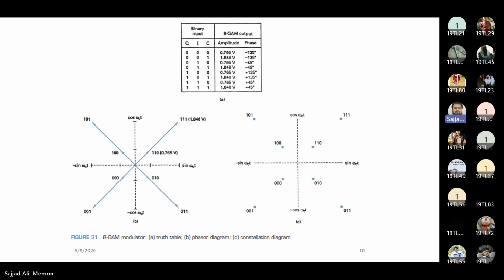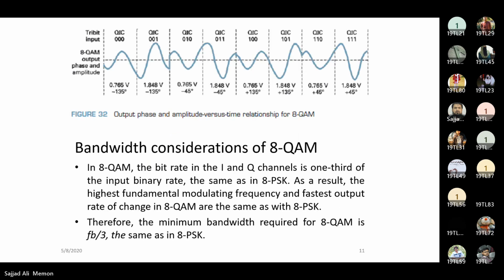If you had 8 PSK, in that we would have 8 phases here, but we have only 4 phases. So with QAM, we are able to reduce the number of phases required if we had 8 PSK. Bandwidth consideration, we already talked about that. The bandwidth required for 8QAM is fb/3, the same as in 8 PSK.